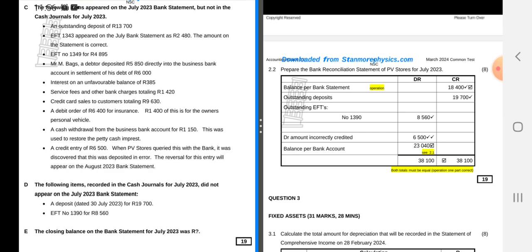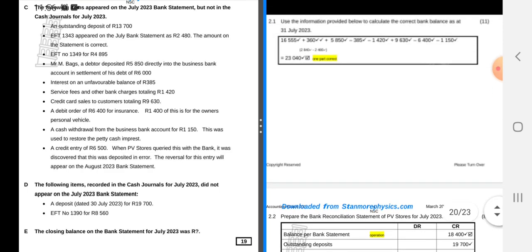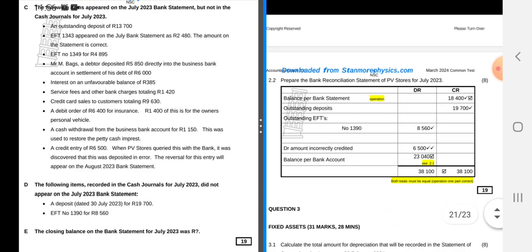So we were not given the balance as per bank statement, the closing bank balance. We were not given it. And then the balance as per bank account, that one at the bottom is the one that we just calculated on top. So with that one, you take the opening balance, add total receipts, and minus total payments. And then we are not given that one at the top there, which is written operation in yellow. So we have to balance this out.